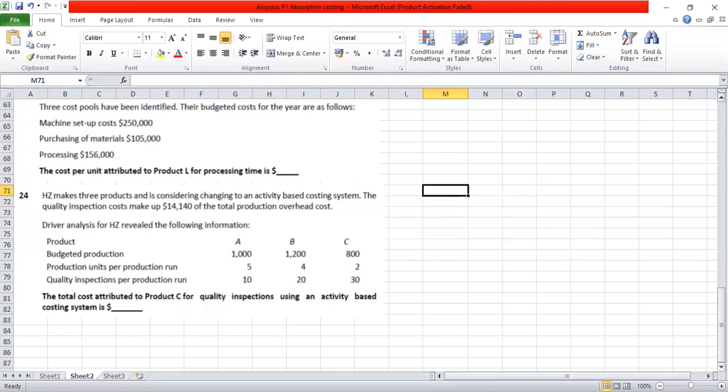The total cost attributed to product C for quality inspections using activity-based costing. So only the quality inspection. The cost is 14,140. 14,140 should be allocated based on the quality inspections per production run. Let's start question number 24. We have the inspection cost as 14,140.